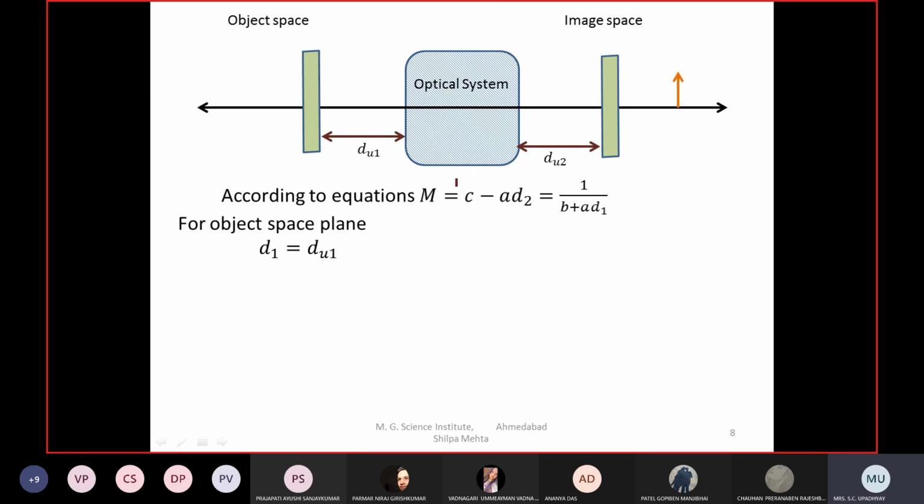So if we have this case, then d1 is equal to du1.